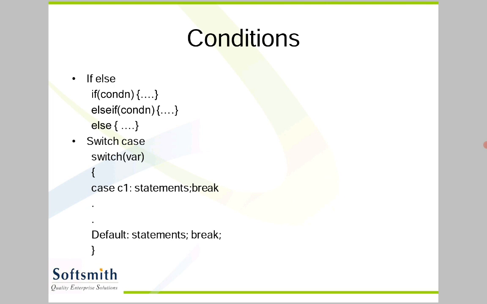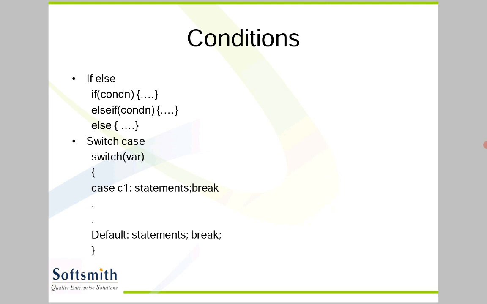what are the different conditional statements used in C and C++? Generally, the conditional statements are the if else statement and the switch statement. The if else statement syntax is: if, within brackets, some condition. If it is true, then a set of statements, or a group of statements, is executed. Else if, or simply else, again with condition 2, like that.